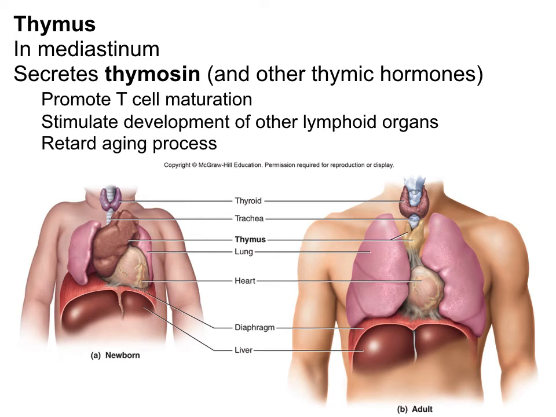Your thymus, which is located in your mediastinum, is also considered a gland because it does secrete the hormone thymosin in addition to other thymic hormones. These hormones are needed to help promote T cell maturation. Recall from your lymphoid chapter that T cell maturation is when they become immunocompetent, capable of mounting an immune response. These hormones also help to stimulate the development of other lymphoid organs, meaning these hormones can leave the thymus, enter your blood, and travel throughout the body.